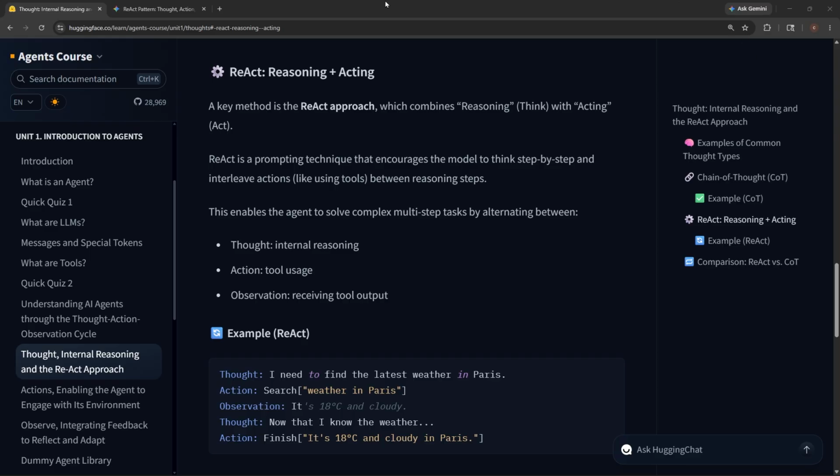Right. So here we are back at the Hugging Face Agents course, Unit 1, Introduction to Agents, Thought, Internal Reasoning, and the ReAct Approach, Part 4, ReAct, Reasoning plus Acting. All right. So a key method is the ReAct approach, which combines reasoning, which is think, with acting, which is act, believe it or not. ReAct is a prompting technique that encourages the model to think step by step and interleave actions like using tools between reasoning steps.